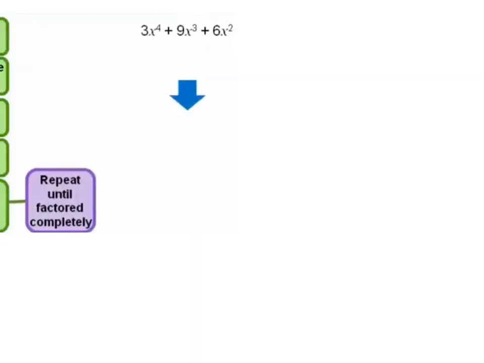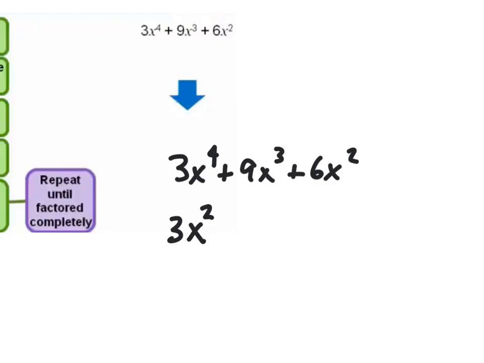Let me rewrite this down here as 3x to the 4th plus 9x cubed plus 6x squared. And so if I look at this, you're going, okay, can I factor anything out of here? I can factor out a 3, because I have 3, 9, and 6, and I can factor out an x squared. That's my smallest exponent for each of those terms. So if I factor out a 3x squared, then I'm left with an x squared plus a 6x, and then plus a 3.